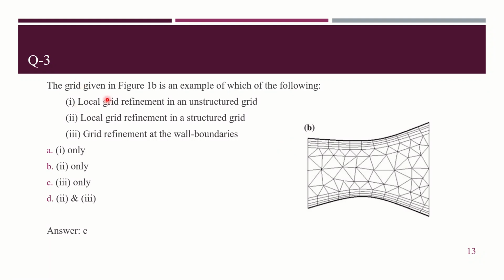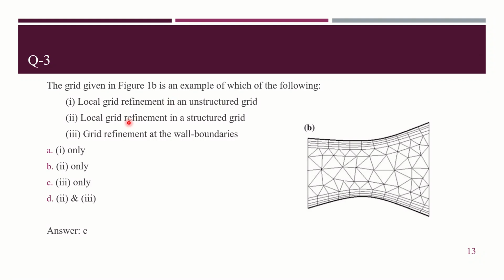Option 1, it is local grid refinement in an unstructured grid. Even though it is an unstructured grid, we do not see any local grid refinement. Rather, grid refinement is taking place adjacent to the wall boundaries. So nothing is happening locally. So option 1 is false. Option 2, it is local grid refinement in a structured grid. Again, the statement is completely false because we are not dealing with any structured grid. Rather, we are dealing with an unstructured grid. So the first statement is false, the second statement is again false.